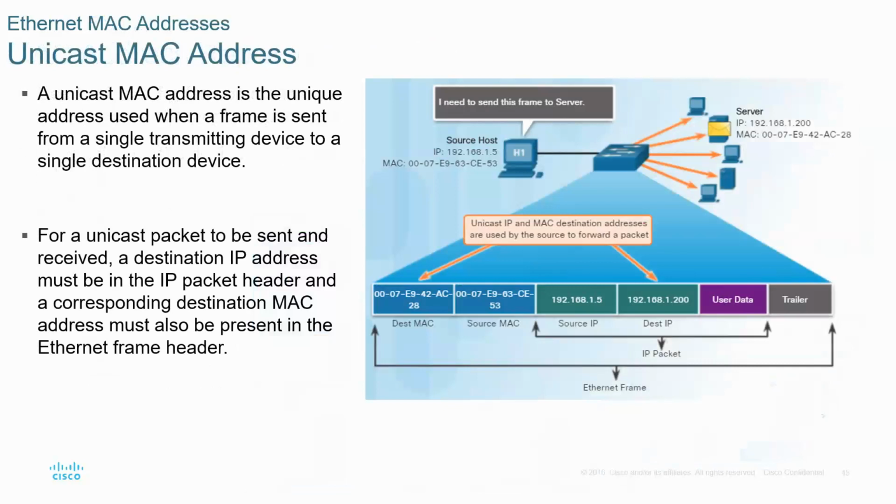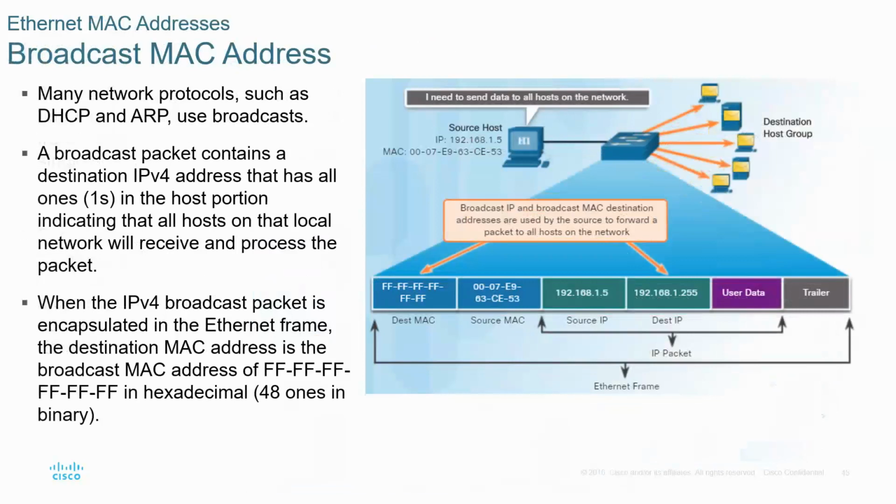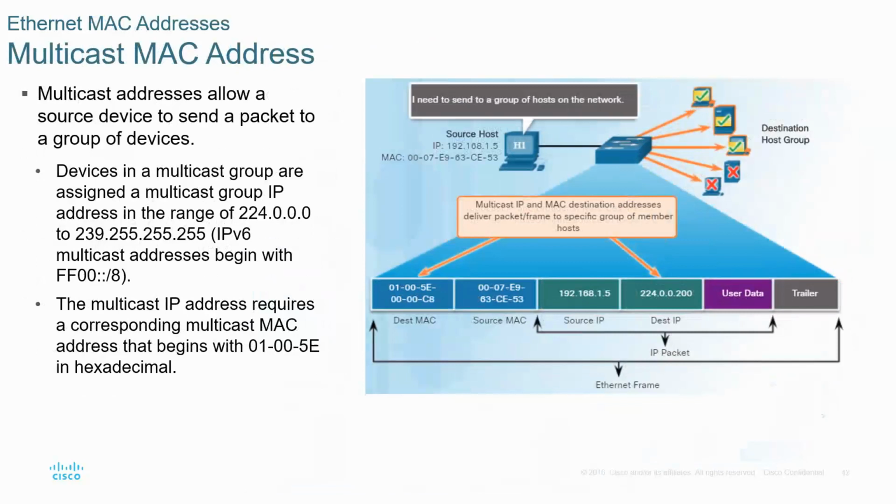There are basically three types of MAC addresses. The one that we are familiar with is the unicast MAC, and the unicast MAC belongs to a single device. We also discussed the broadcast MAC, which is all ones. So when you want to send a broadcast packet, you insert the all ones destination IP address, and all ones destination MAC address as well. The third type of MAC address that we will discuss is the multicast MAC.